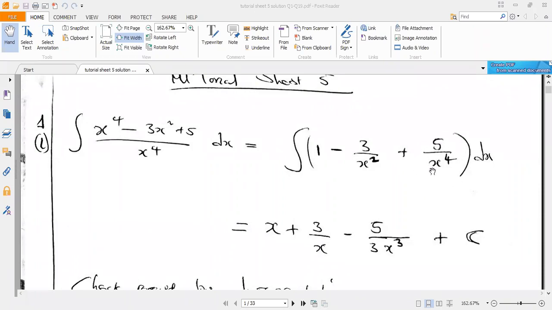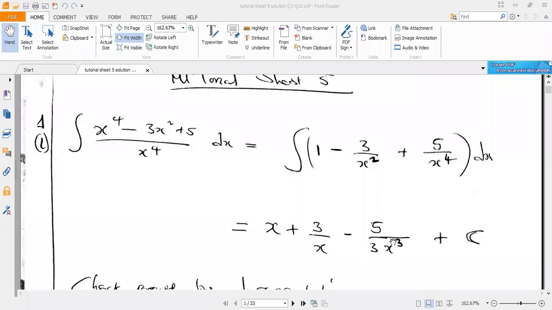When we integrate that, the integral of that will be a negative. So it will now be negative 5 over 3x^3 plus the constant of integration, which is c. So our answer is now x plus 3 over x minus 5 over 3x^3 plus c.